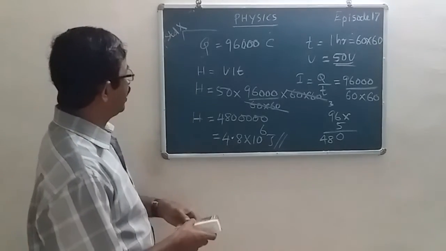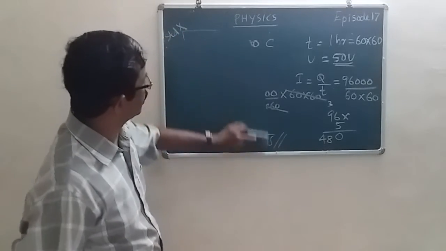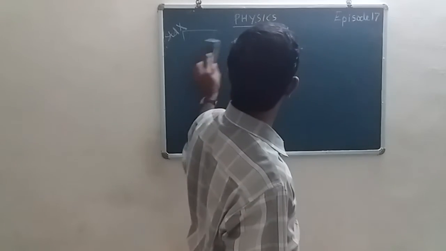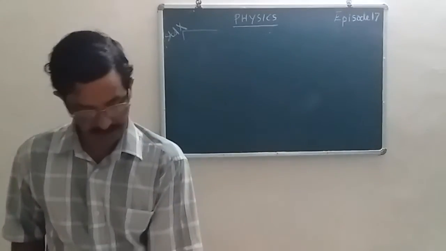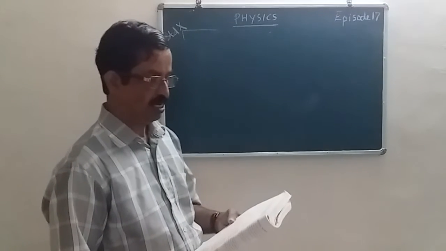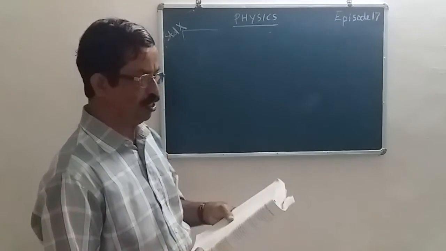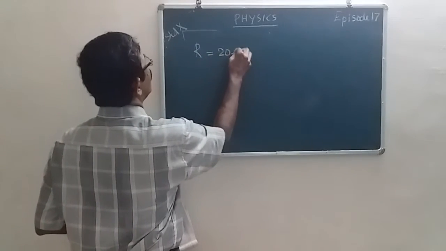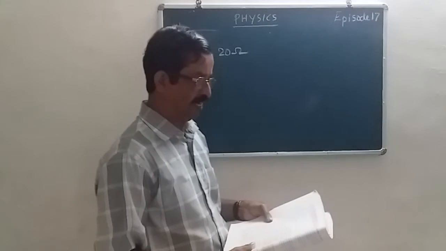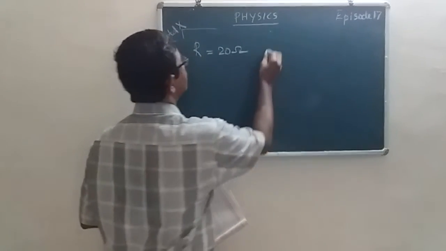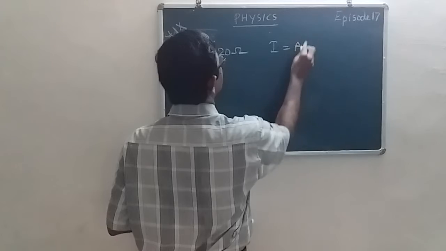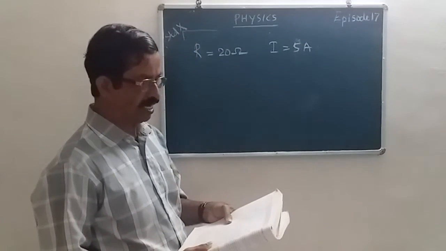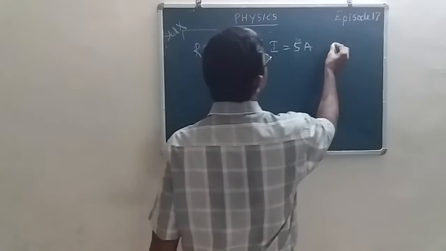Now another question here given is: an electric iron of resistance 20 ohm takes a current of 5 ampere. Calculate the heat developed in 30 seconds.